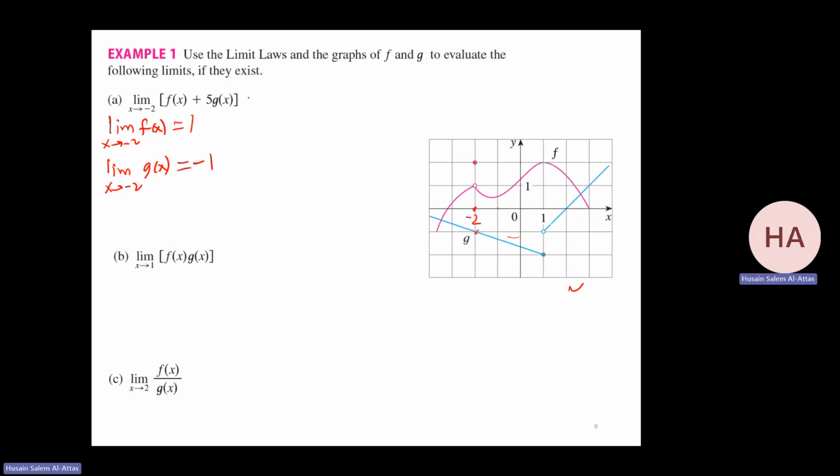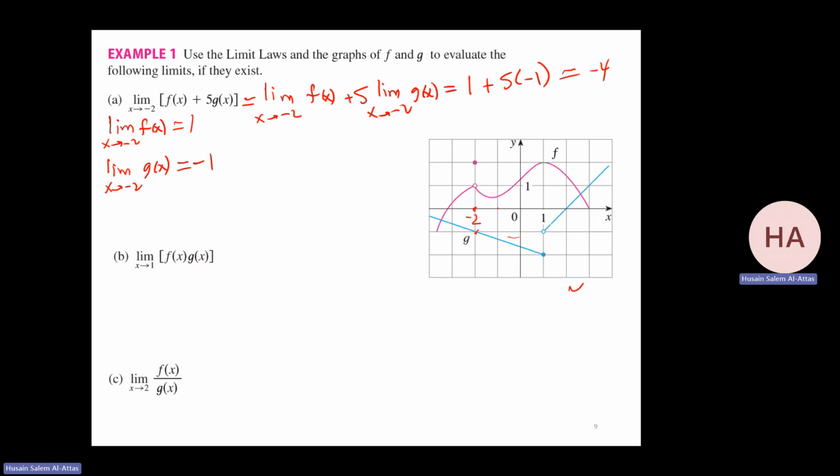So both limits exist, so I can distribute the limit. So I have the limit as x goes to minus 2 of f of x. This is 5, you can take it outside. So what are we getting? We're getting 1 plus 5 times minus 1. Correct? Yes, 5 times the g. The g at minus 2 is minus 1, and f is 1. Correct. That will be minus 4.